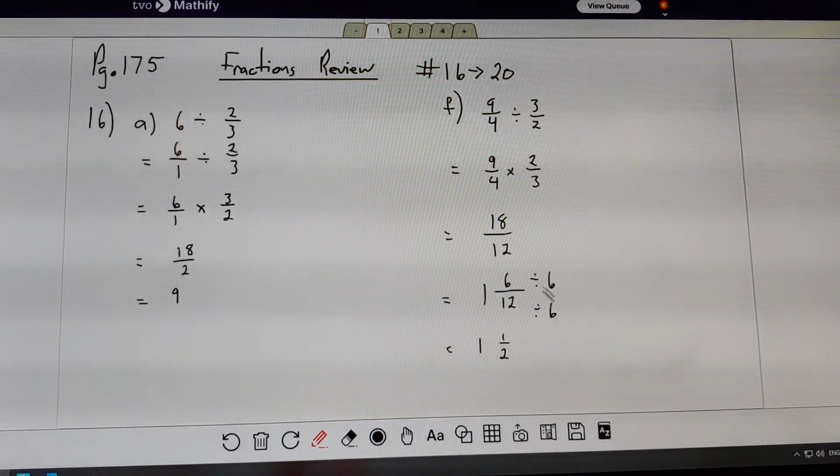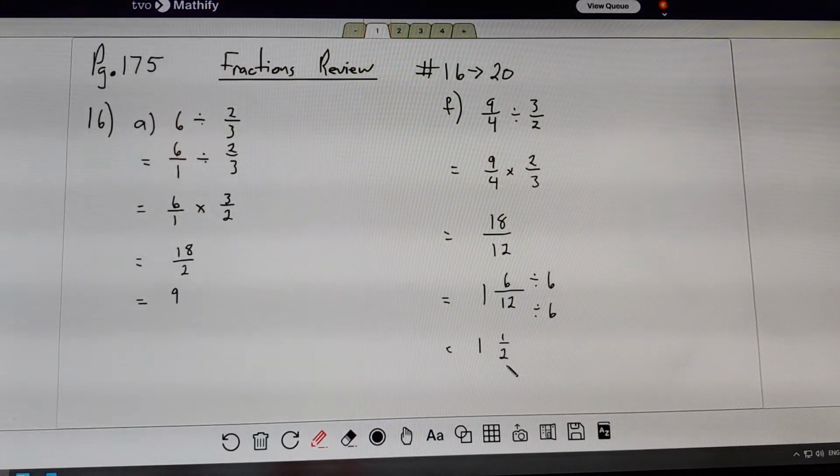Okay, so that's how I want you leaving your final answers, please. Mixed number in lowest terms.